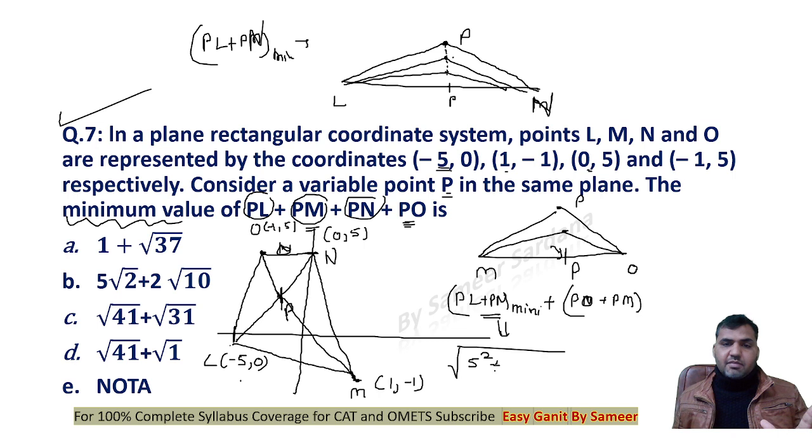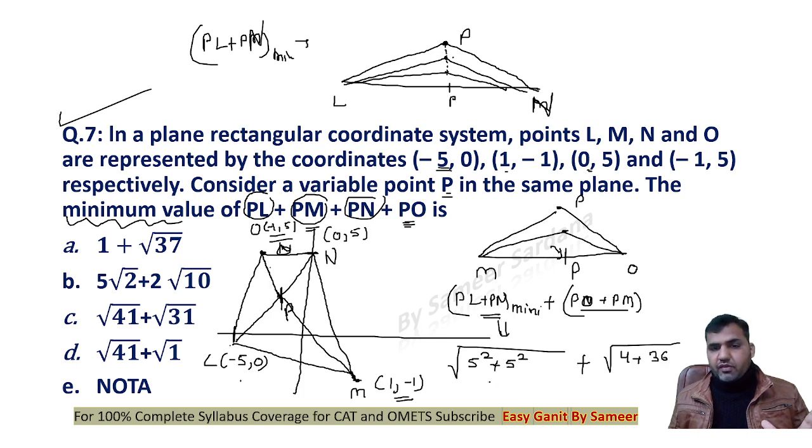X2 minus x1 square plus y2 minus y1 square. This is again 5 square, right? Similarly, PO plus PN will again be PO plus PM. PO plus PM is again the distance between (-1, 5) and (1, -1). Apply the distance formula: x2 minus x1 square is 4, plus y2 minus y1 square, 5 minus -1 is 6, 36, right?